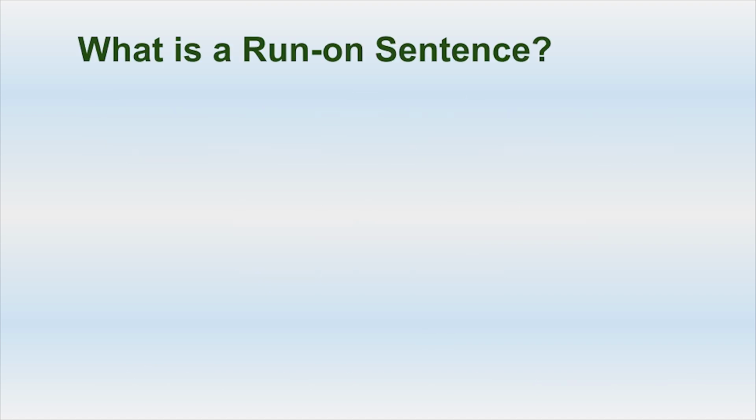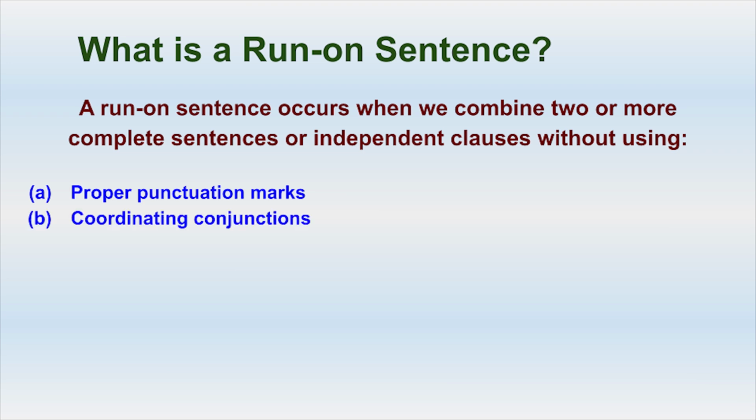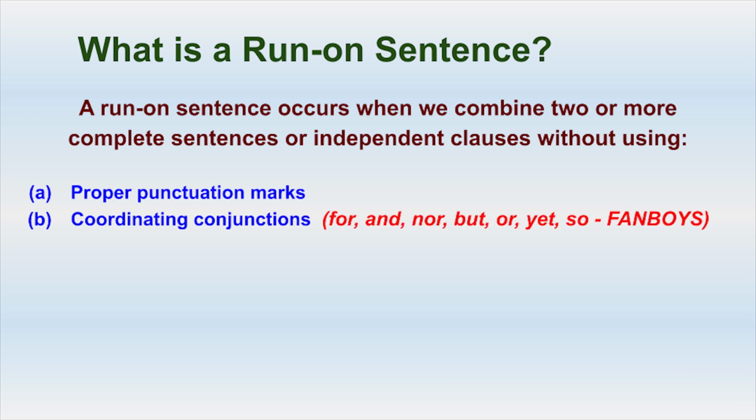What is a run-on sentence? A run-on sentence occurs when we combine two or more complete sentences or independent clauses without using A. proper punctuation marks and B. coordinating conjunctions. And the coordinating conjunctions are for, and, nor, but, or, yet, and so, popularly termed FANBOYS.